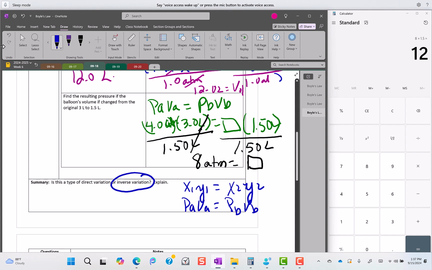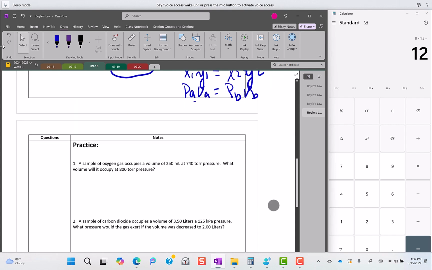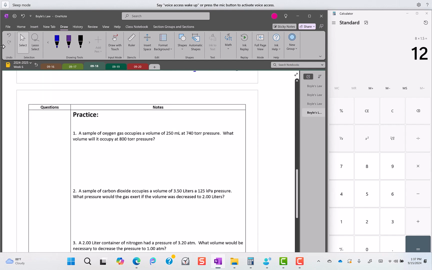Again, we have a set of variables, x and y. And in this case, it's pressure and volume, which is equal to another set of pressure and volume, and we just denote them by a subscript, either 1s, 2s, A's, or B's. All right, so now we've got some practice over here.